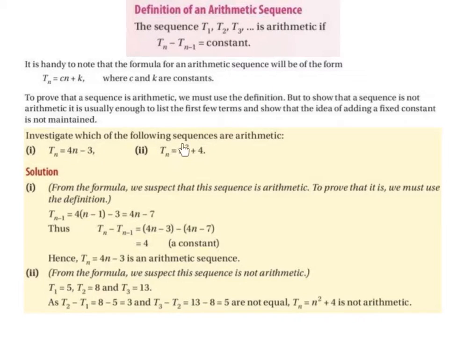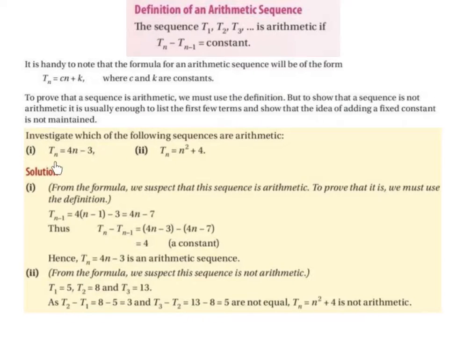Investigate which of the following sequences are arithmetic or linear. Number 1, Tn equals 4n minus 3. And number 2, Tn equals n squared plus 4. Well, I straight away know that this is going to be arithmetic or linear because I just have an n. And I know that this will not be because I have an n squared, but that's not good enough. I need to actually prove it.